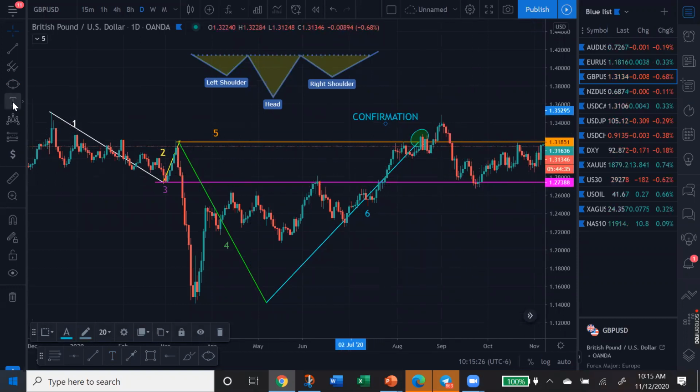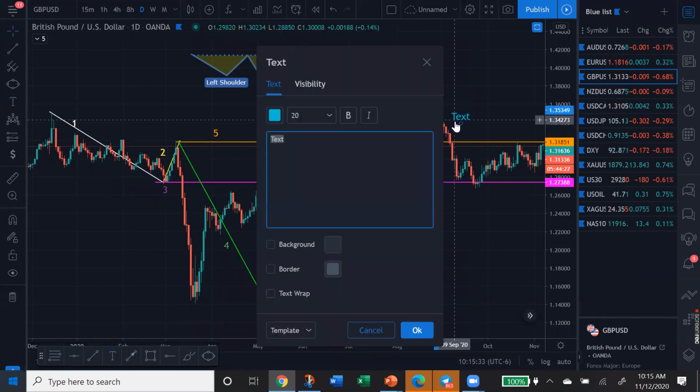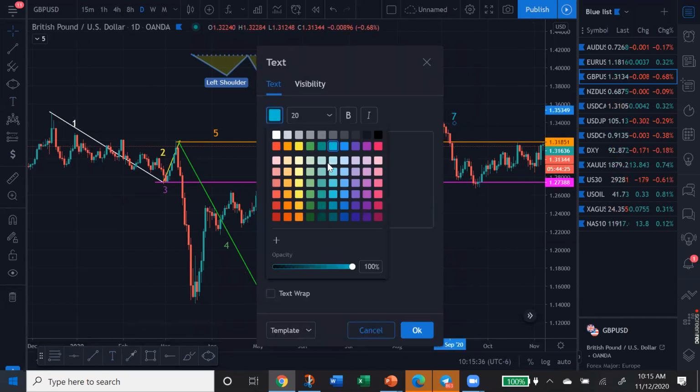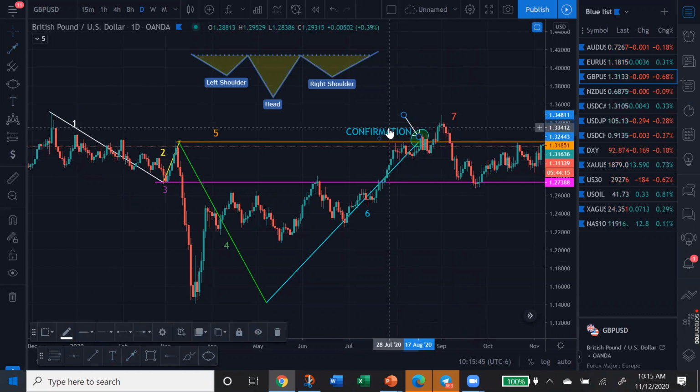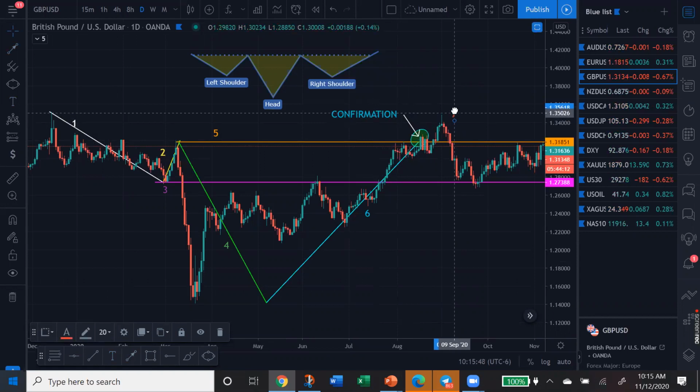Once we got that confirmation, now we put in our trade. So step number 7 is here. Step number 7 would be here as well. We'll color this red. We got confirmation here. Step number 7 would be here, because once you got the confirmation, you can go ahead and put your order in. So step number 7, we will put our order in.